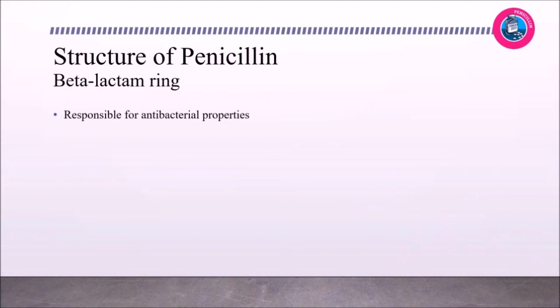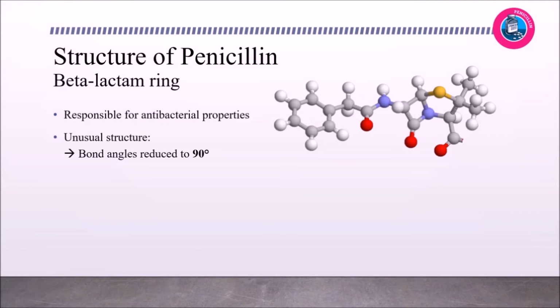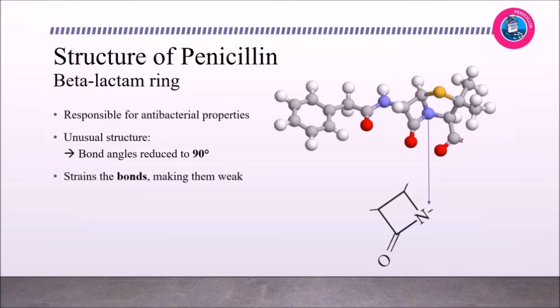The beta-lactam ring is the part of the molecule responsible for its antibacterial properties. It has a highly unusual structure, with bond angles reduced to 90 degrees, despite the fact that due to sp2 and sp3 hybridization, the ring seeks to form bond angles of 120 degrees and 105.5 degrees. This puts strain on the bonds, making them weak, which later allows the ring to break easily, which is the key to the activity of this molecule.